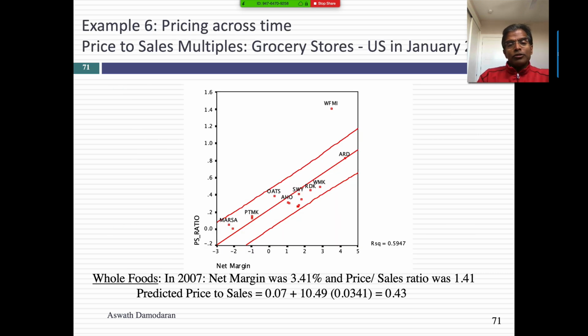Sixth example, let's look at grocery stores. And here I'm going to break my rule on consistency. And rather than use EV to sales, I'll use price to sales. Now, I know I'm supposed to use EV to sales. The story would have been just as good with EV to sales. So I looked at price to sales for grocery stores in 2007. Very boring business, right? Look, if you put them on a scatter plot of price to sales against net margin, because it's an equity multiple, with equity margin, I get almost every grocery store between the bands.